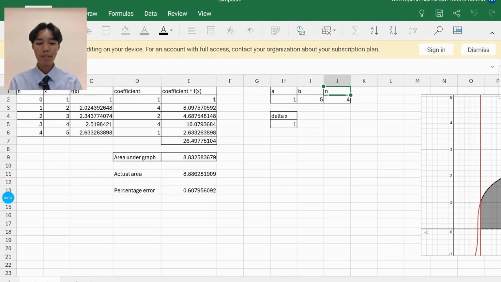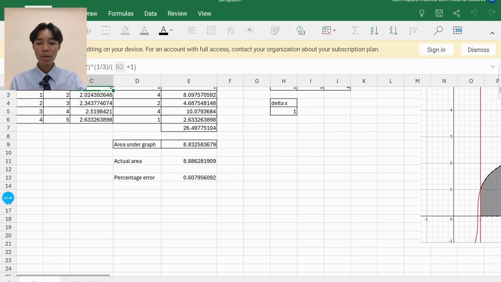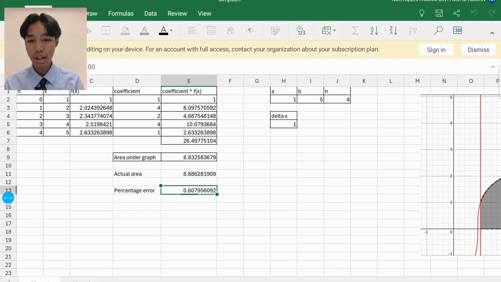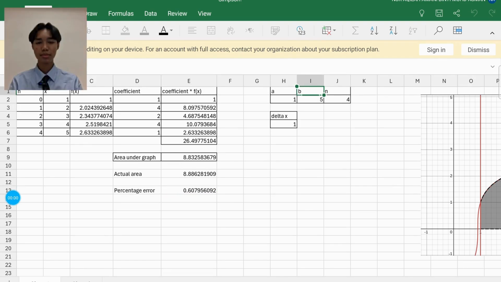Next, to find its width, we got 1, since a and b stand for the limits and n stands for the subintervals. So the value of x that needs to be substituted into the function starts from 1, followed by the next value, which is 1 plus h, which is 1. So 1 plus 1 is 2, 2 plus 1 is 3, 3 plus 1 is 4, and finally 4 plus 1 is 5. And then for percentage error, we compare the actual value and the expected value. Thus, we got 0.607956092.